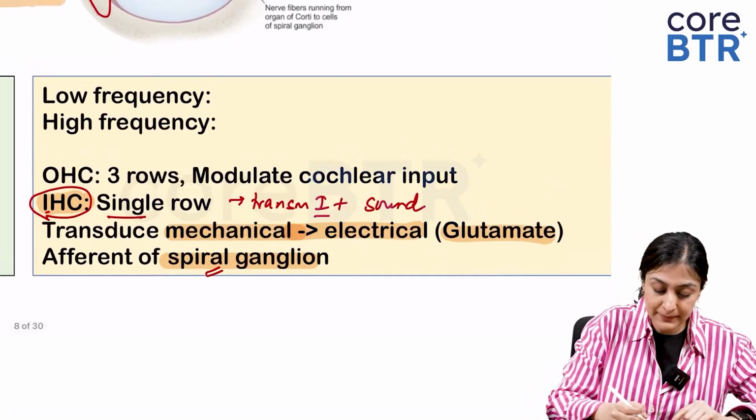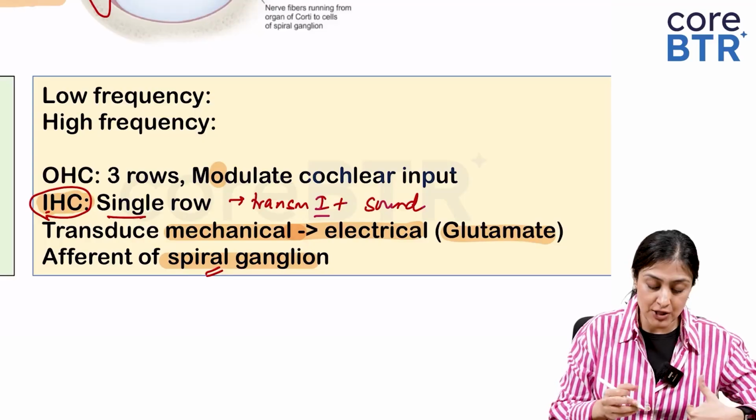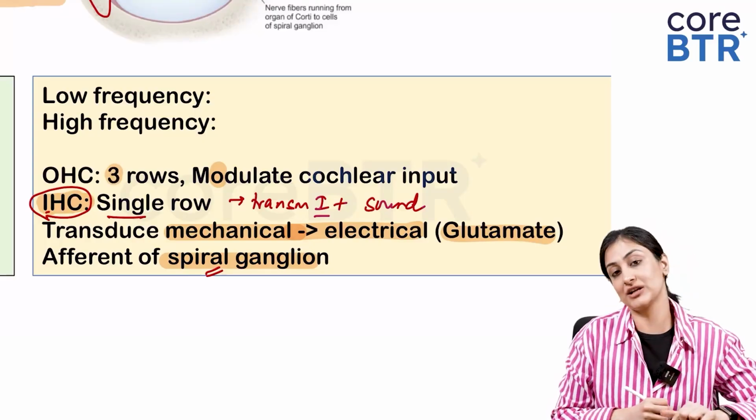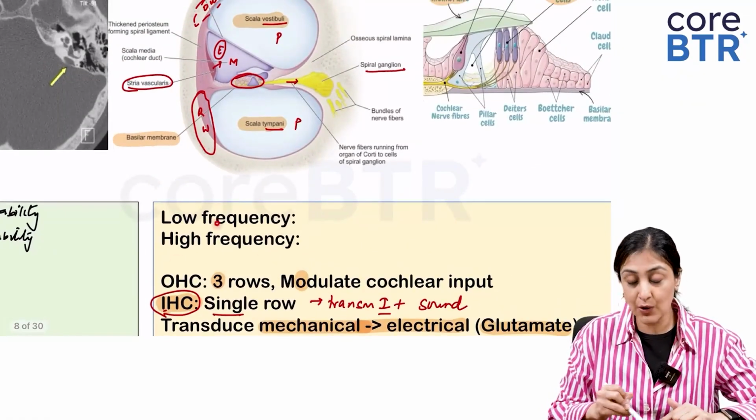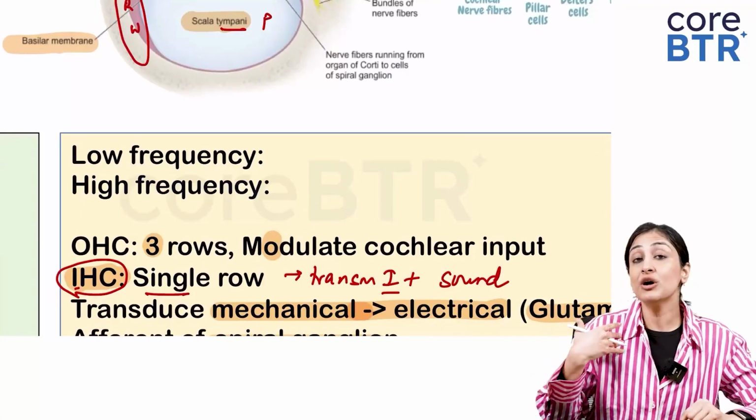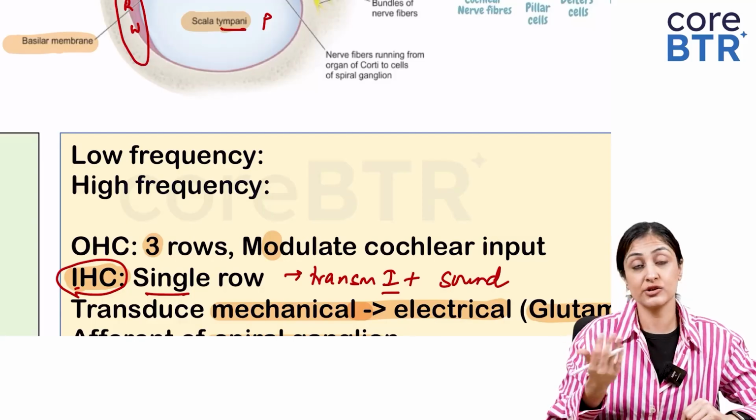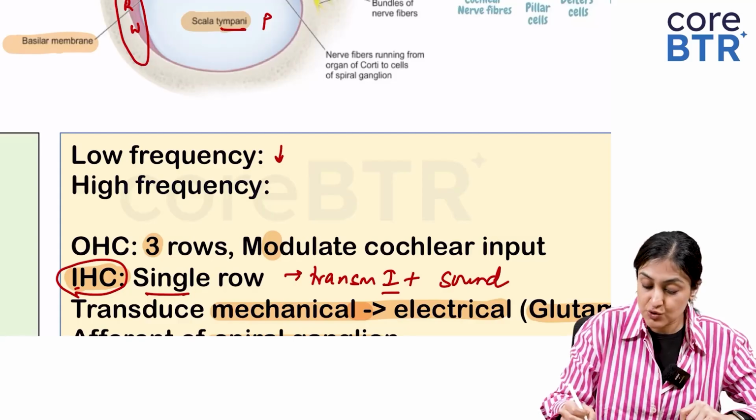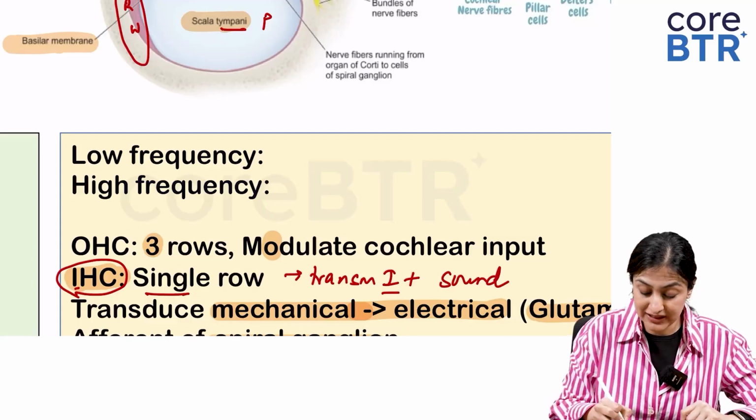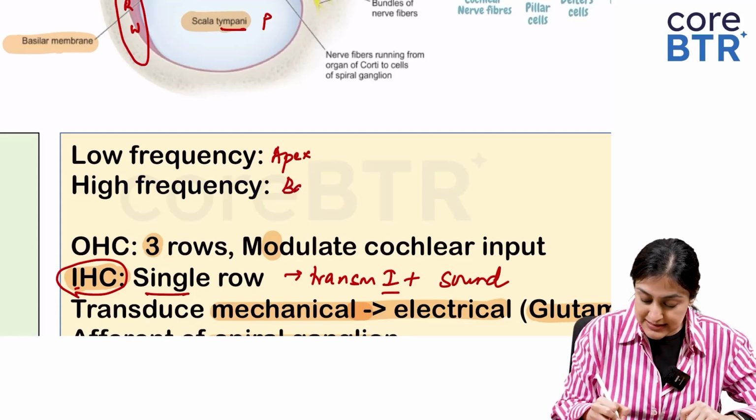What is the job of the outer? They just modulate. So they modulate the input, right? So modulate and 3 rows. That's what I have to remember. There is also a gradient as to how they will perceive sound. You know how we study that the apex of the lungs does not get ventilation because it's against gravity. So just that point I want you to remember. So low frequency sound, low ventilation is at the apex, whereas high frequency is at the base.